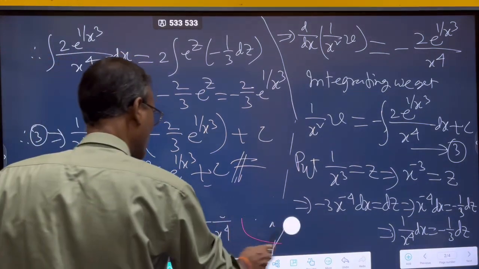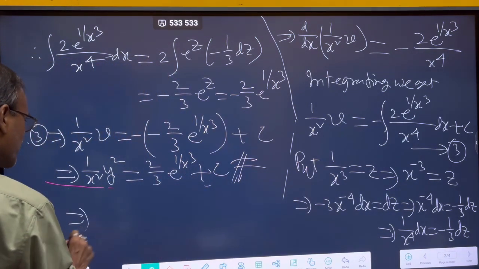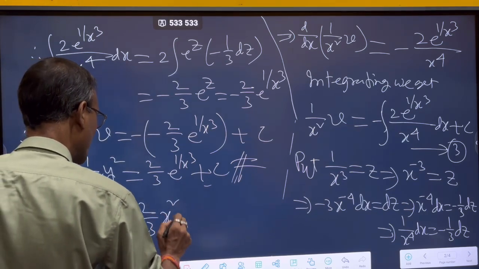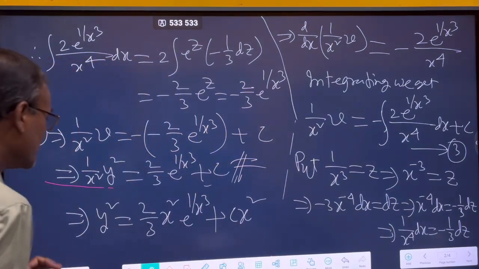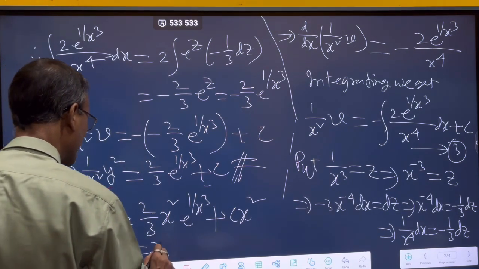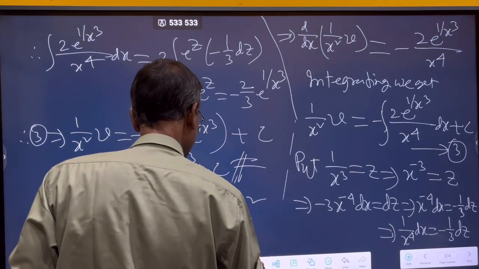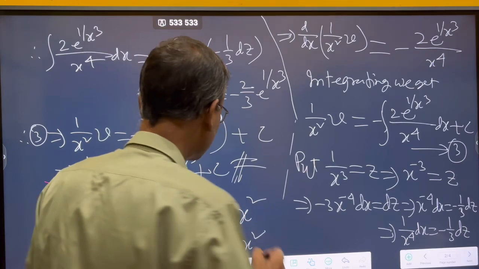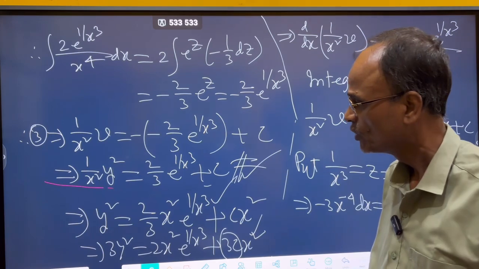Another form of the answer can be written as y square equal to 2 by 3 x square e to the power 1 by x cube plus c into x square. Or you may write thrice y square equal to twice x square e to the power 1 by x cube plus thrice c x square. For thrice c, you may replace thrice c by another constant. You may write this or this, the same answer.